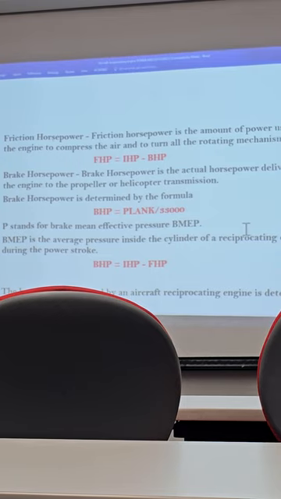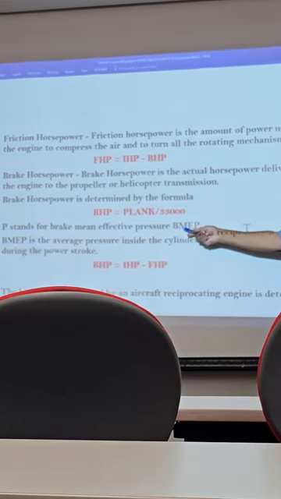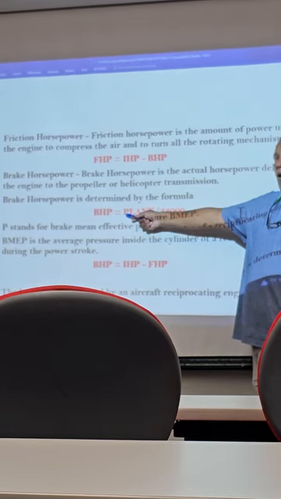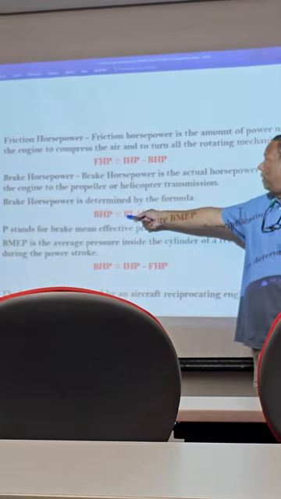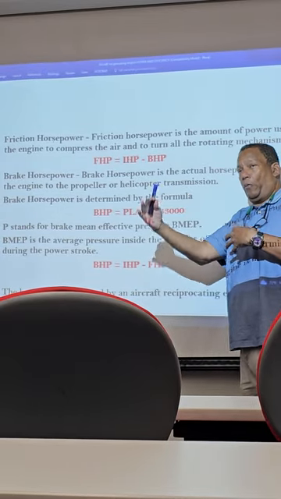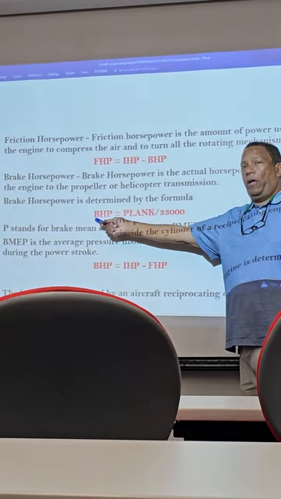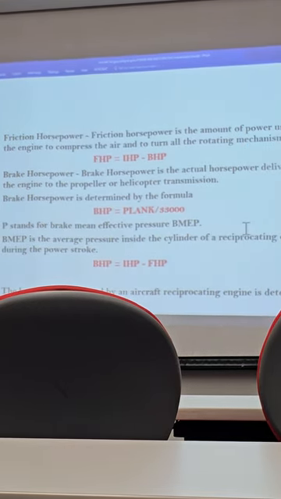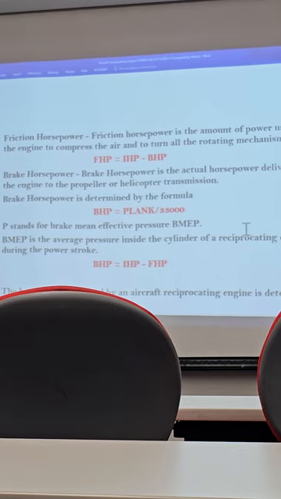It means the higher the manifold absolute pressure, the higher the brake mean effective pressure, and the higher the average pressure inside the cylinder, and the engine is supposed to produce more brake horsepower for a given RPM. That is the reason you have the RPM and the manifold absolute pressure, because both of them visually define for you how much power the engine is producing.